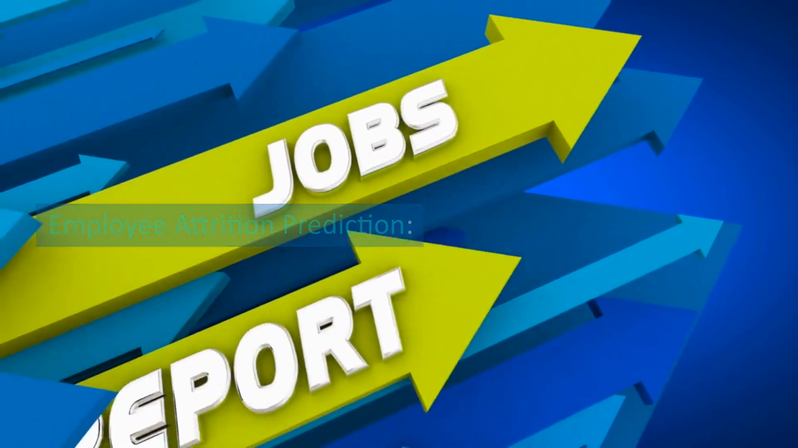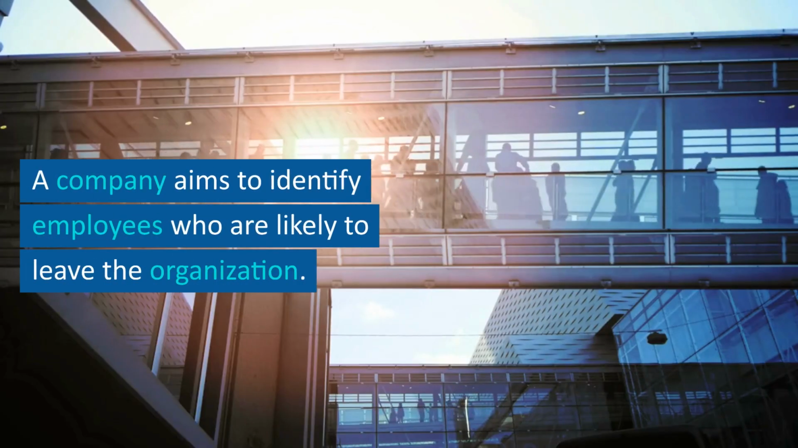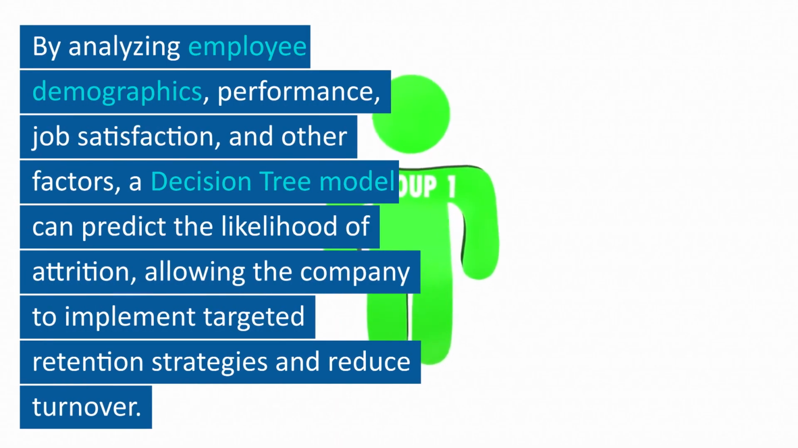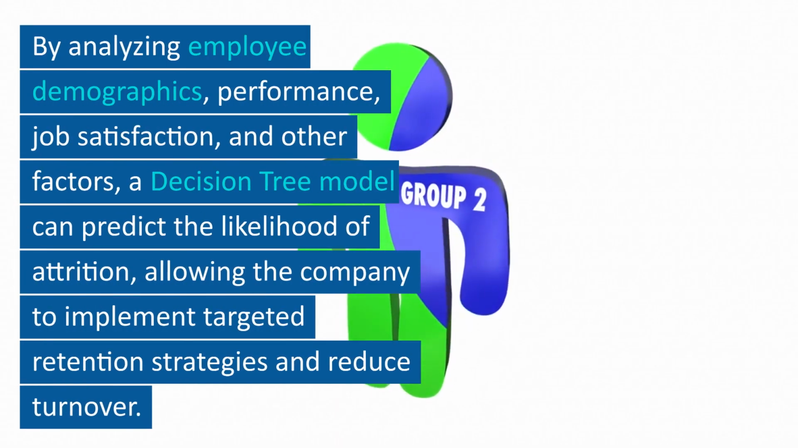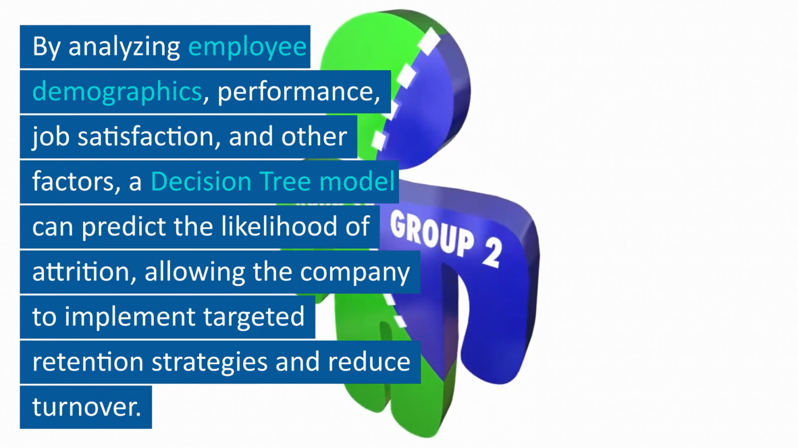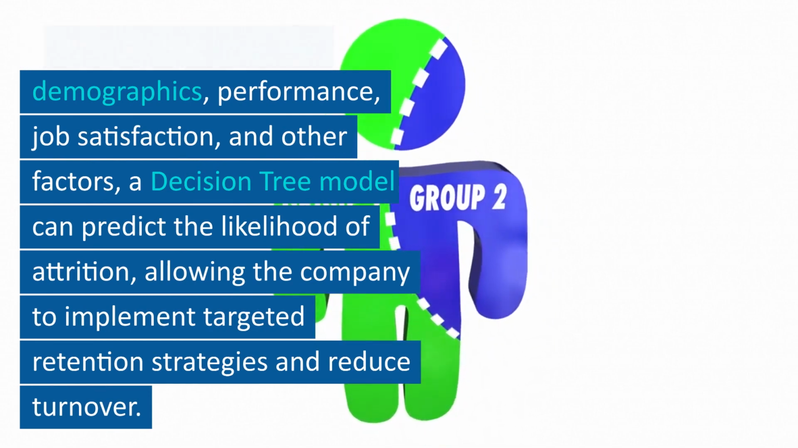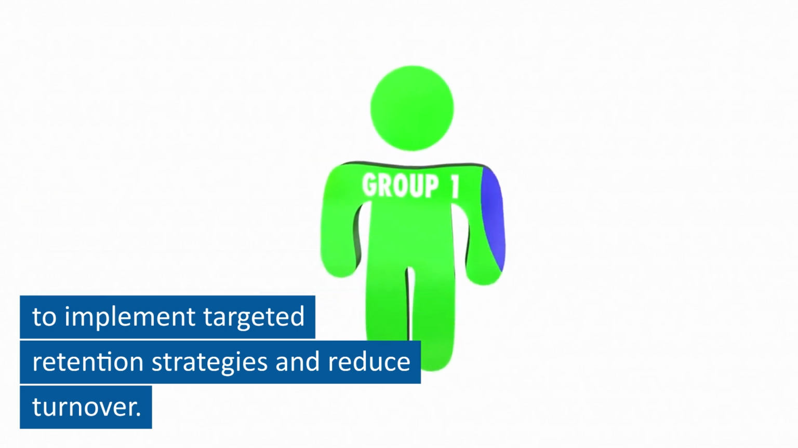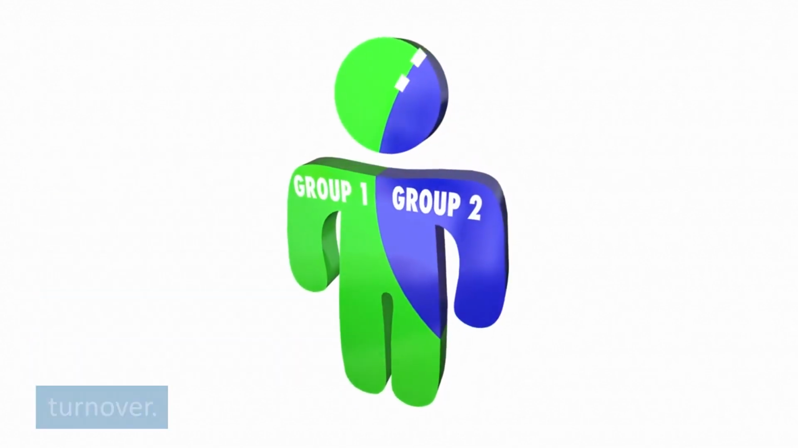Employee attrition prediction. A company aims to identify employees who are likely to leave the organization. By analyzing employee demographics, performance, job satisfaction, and other factors, a decision tree model can predict the likelihood of attrition, allowing the company to implement targeted retention strategies and reduce turnover.